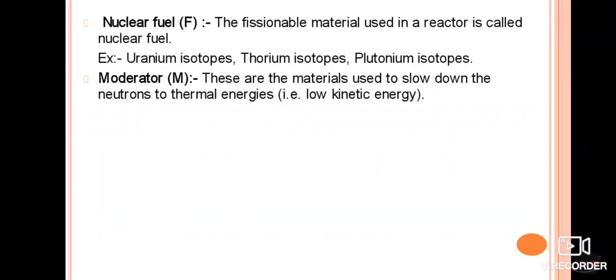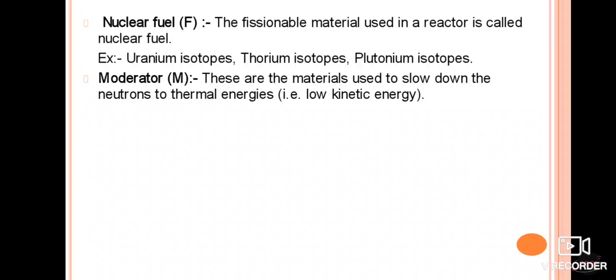And how the moderator works: it absorbs the energy of the neutrons by elastic collision. Whenever it absorbs the energy of the neutron, automatically the kinetic energy of the neutron becomes lower. The material used as a moderator has a low atomic weight and should not absorb the neutrons. So it is not going to absorb the entire neutron, but it has to absorb the energy of the neutrons.